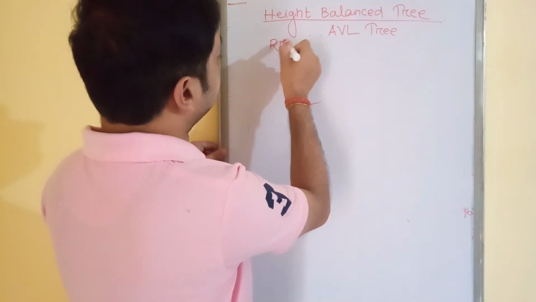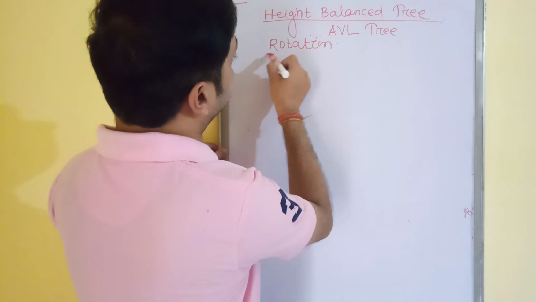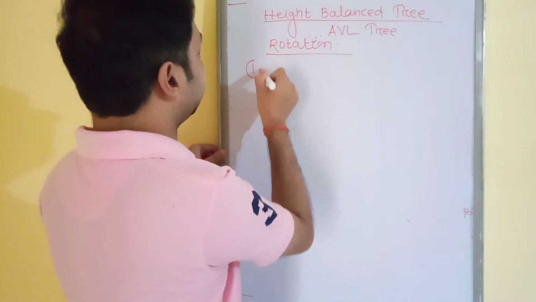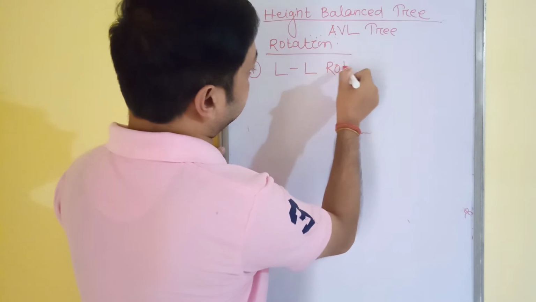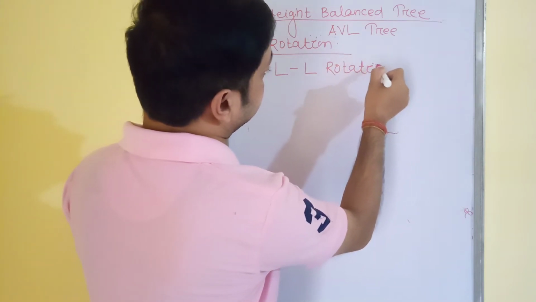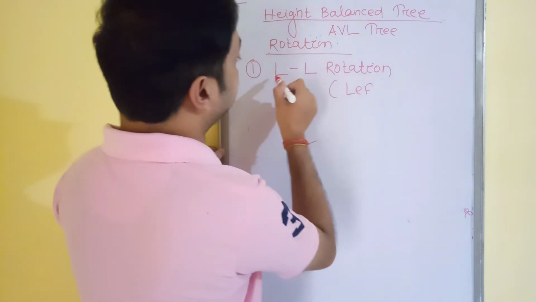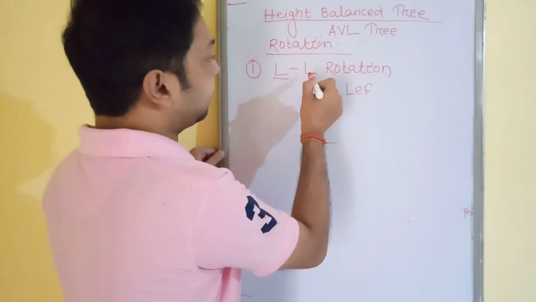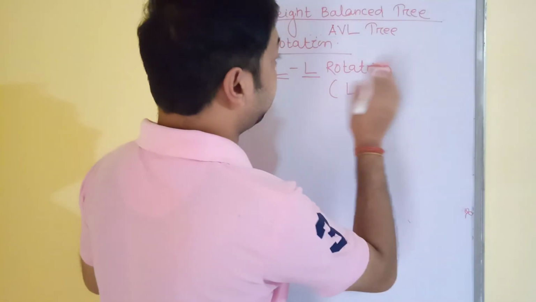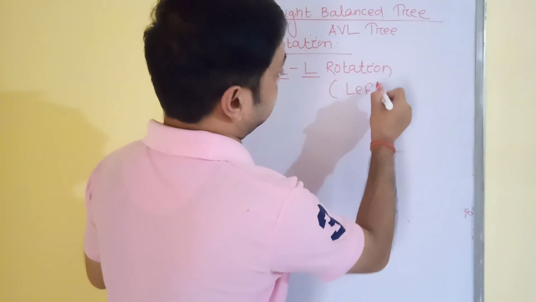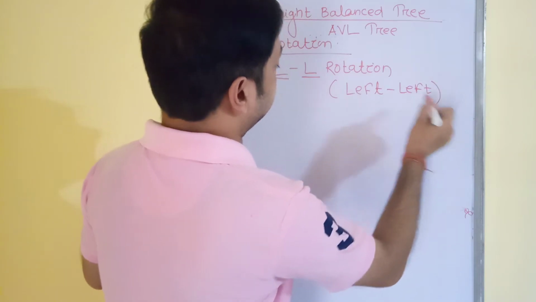So there are basically 4 types of rotation. The first rotation you can see is LL rotation. So what is LL rotation? That is left to left. When on the left-hand side another node gets inserted again on the left side of the left-hand side. Left rotation, LL stands for that.